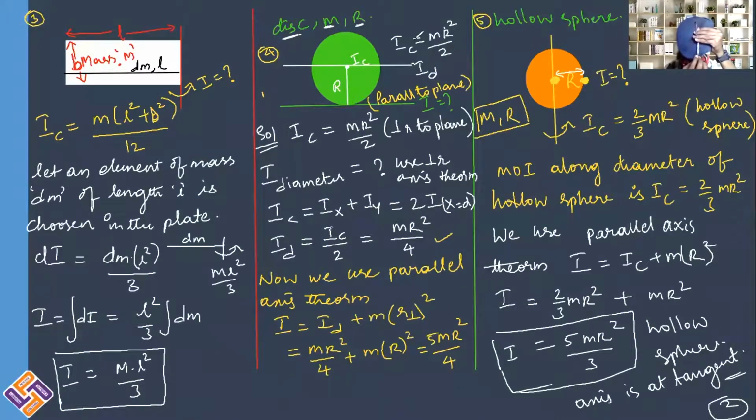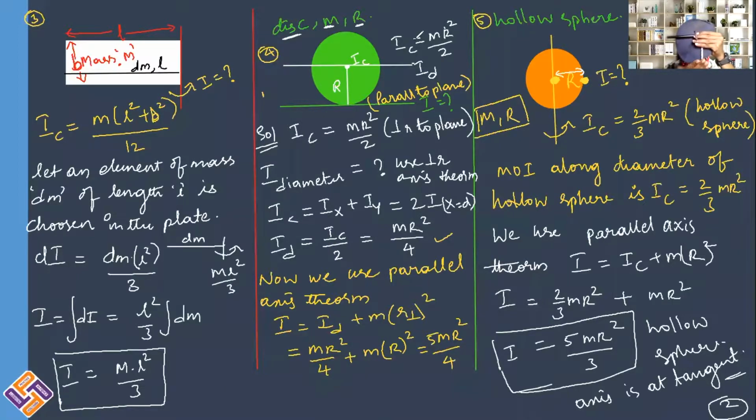With respect to this axis, I should use the perpendicular axis theorem and find out moment of inertia with respect to this axis. This is Iz, this is Ix. I am taking one more axis, it is Iy. Okay, this is Iy. Iz is equal to Ix plus Iy.